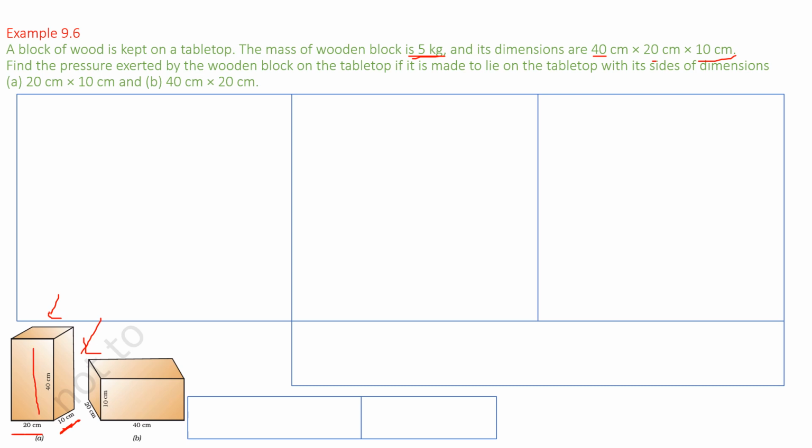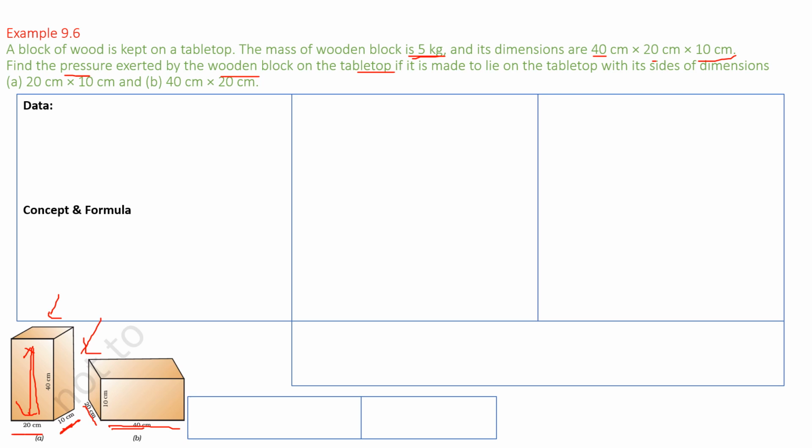Find the pressure exerted. Now I need to calculate the pressure exerted by the wooden block on the tabletop, because we placed it on the tabletop. How much pressure is exerted by this wooden block on the table? That's what we need to understand. Now there are a couple of ways you can place it. One is I make it standing, or I can make it lying. When standing, I have the height vertically upwards. When lying, maybe I have the 40 centimeter and 20 centimeter side touching the tabletop. Two scenarios, right? Now we need to understand whether the pressure exerted in these two scenarios is the same or different. Let's solve it mathematically.